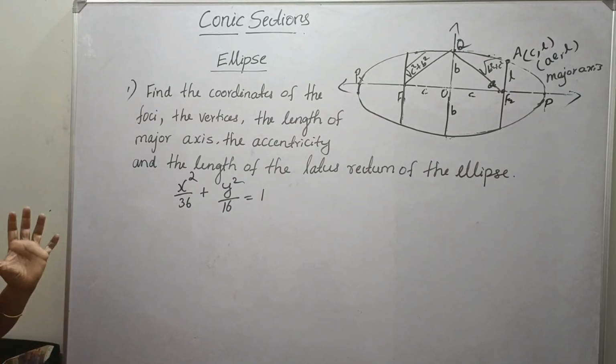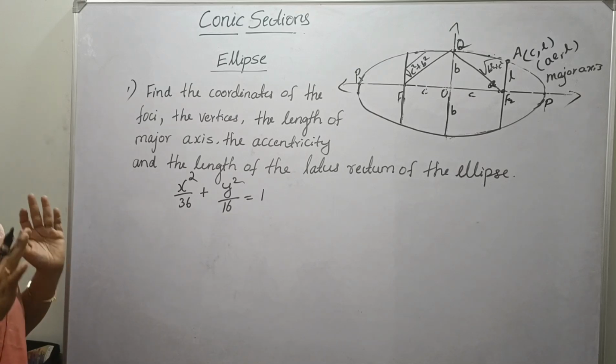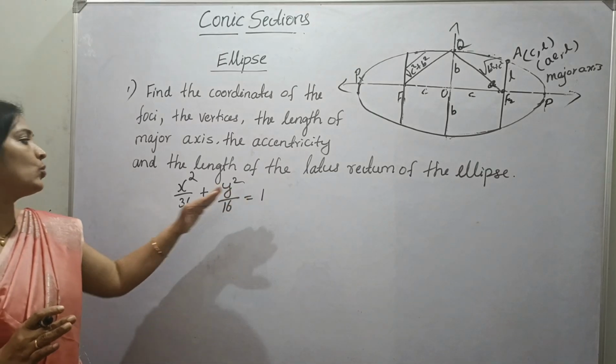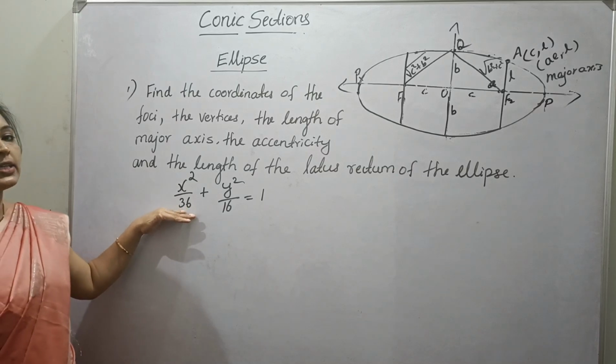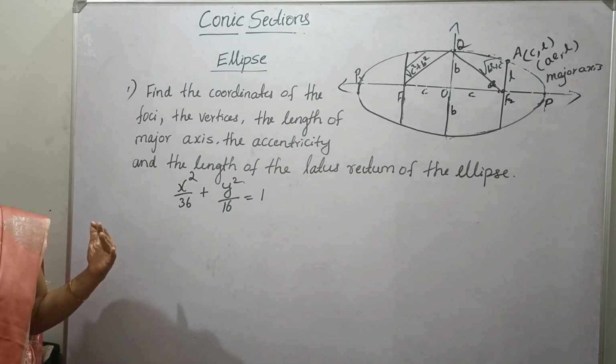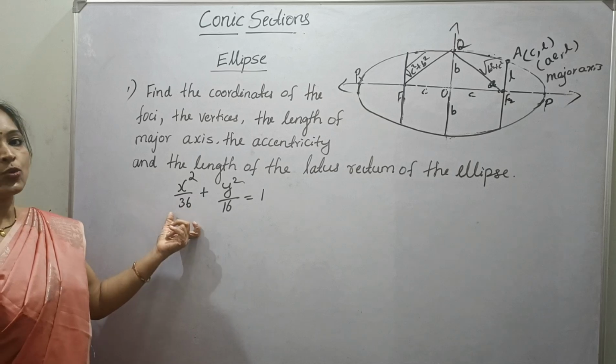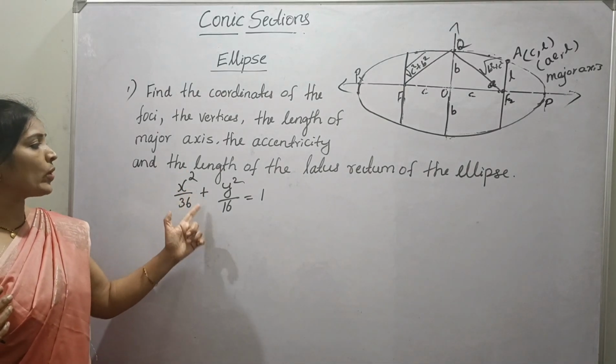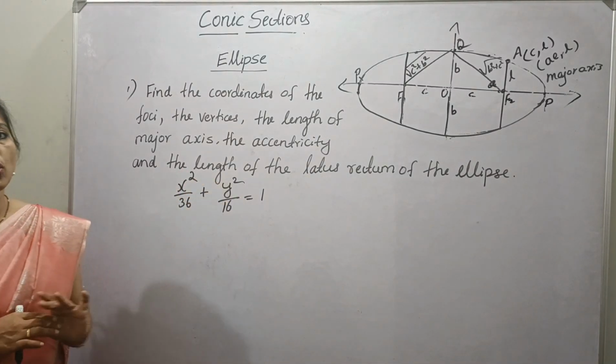It is of the form x square by a square plus y square by b square is equal to 1. Here 36 is the larger number, so the major axis will be along x, so it is the a square. So x square by a square plus y square by b square is equal to 1.